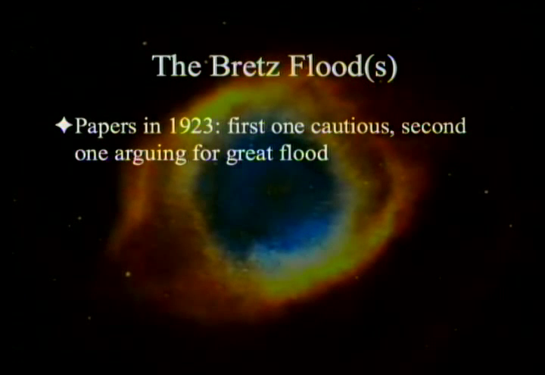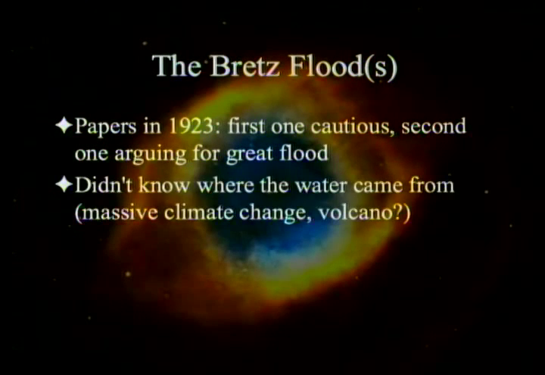He wrote some papers in 1923, the first one being somewhat cautious, and the second one arguing for a great flood. He didn't know where the water came from. He wondered if maybe the glaciers that had covered the northern reaches of Montana, Idaho, Washington State, and British Columbia had suddenly melted, perhaps, and that's where all the water came from. Or perhaps there had been a volcano that had melted the water.